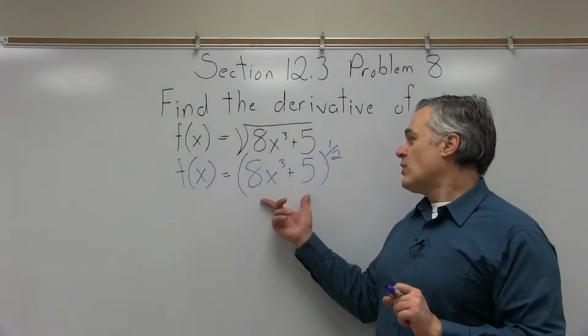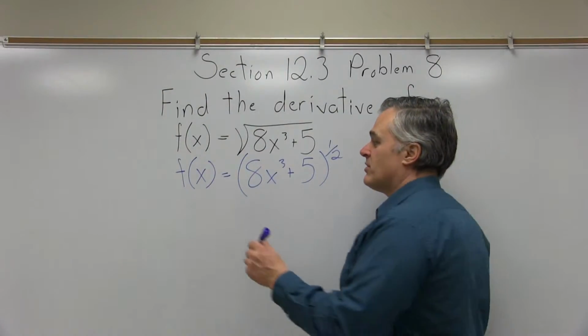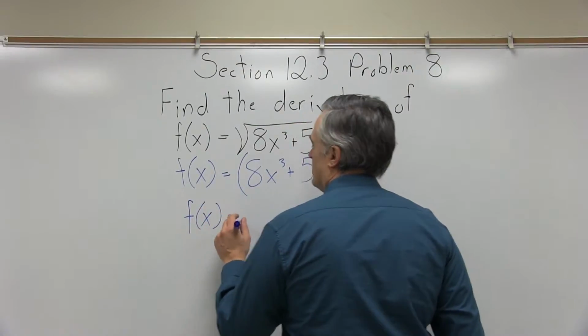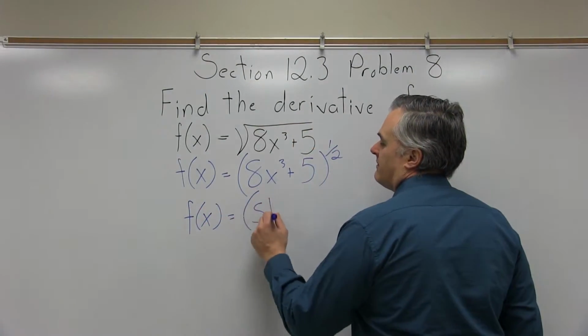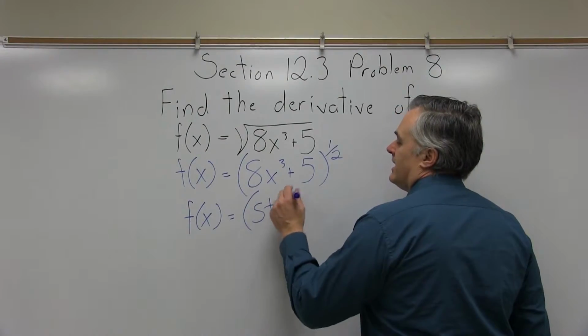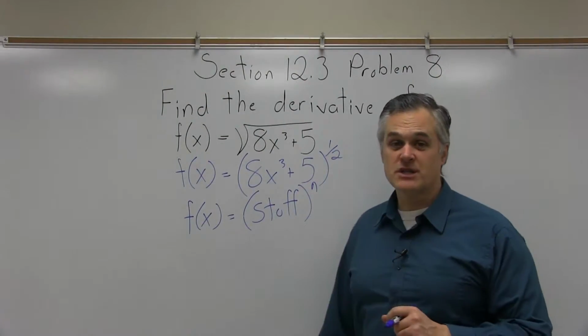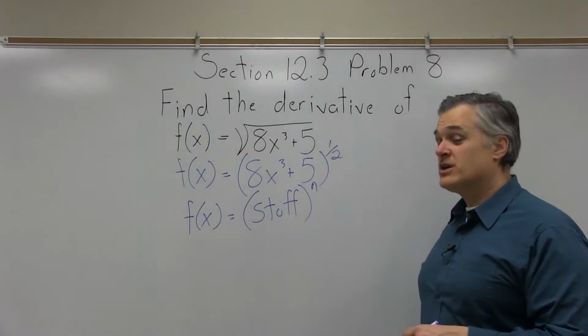Now that it's in this form, it is basically some stuff in parentheses to a power. So f of x equals some stuff in parentheses raised to a power. Now the power happens to be a fraction. The exponent is a fraction. That's not going to matter at all.